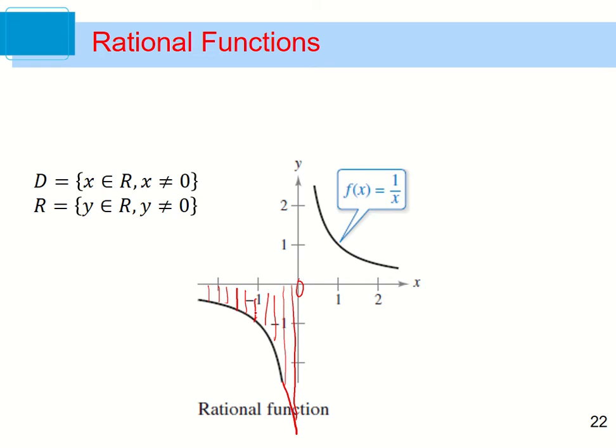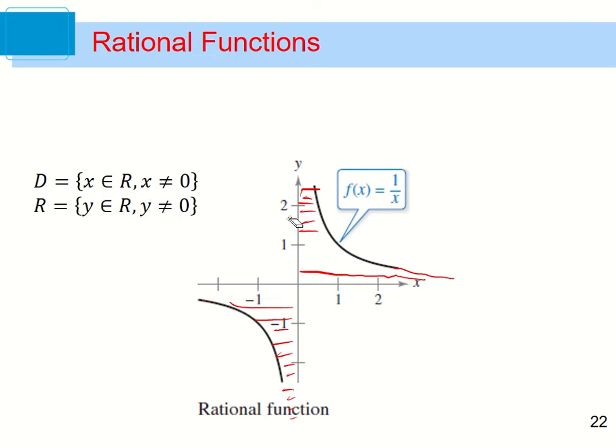Now the same thing goes to the y, the range. The y can be any value, up and down, but the y cannot be the x-axis. On the x-axis, there will be no graph. Therefore, we say the y cannot be 0.